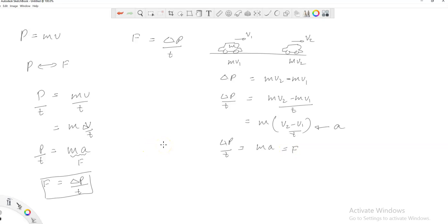So when you apply force, you can change the momentum of something. You can increase the speed, you can decrease the speed. You know that is like when you apply a force, you can create an acceleration. Momentum is another way of explaining the same thing. Alright, so that's that.